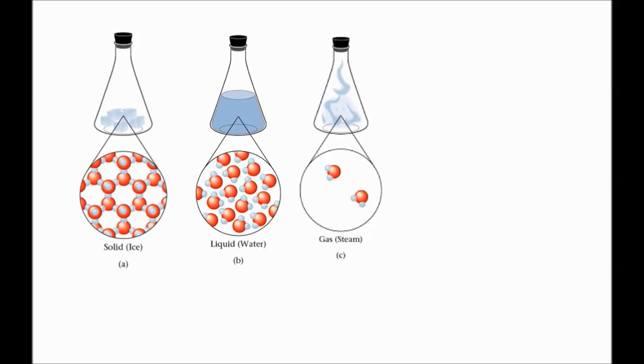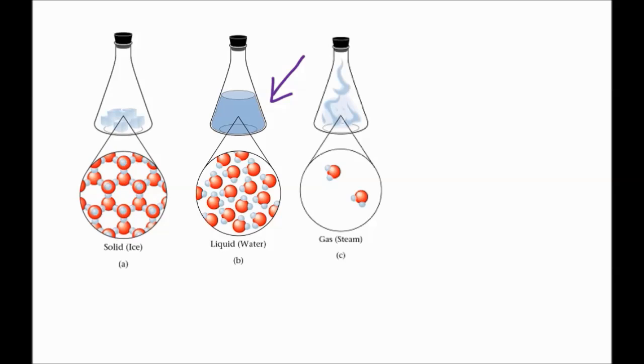The next three terms on your list are solids, liquids, and gases. A solid is something that has a fixed shape and volume. Pause. A liquid, on the other hand, has a fixed volume, but it always assumes the shape of its container. And you can see here, water is assuming the shape of the Erlenmeyer flask.